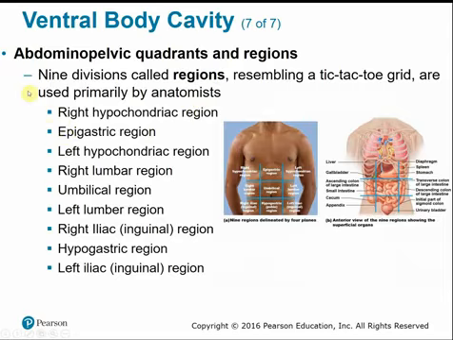We can also divide the abdominopelvic cavity even further into nine abdominopelvic regions. This would be as if we put a tic-tac-toe grid across the abdominopelvic cavity, just to narrow down further which organ is in which specific region.